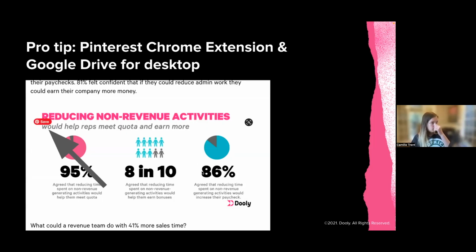All right, so a couple tactical things, because again, I know B2B marketers and content marketers like hacks and tricks, right? So pro tip is the Pinterest Chrome extension, and also adding Google Drive to your desktop. It's just going to make it easier for you to find and download images as you go. So here's an example of how this might work.